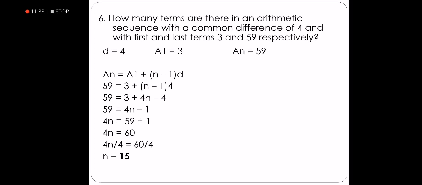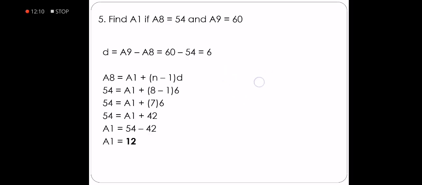How many terms are there in an arithmetic sequence with a common difference of 4 and with first and last terms 3 and 59 respectively? When we say respectively, 3 refers to the first term and 59 refers to the last term. First, let us identify the given. The common difference is 4. The a sub 1 is 3. And a sub n, the last term, equals 59. We don't yet know the value of n.